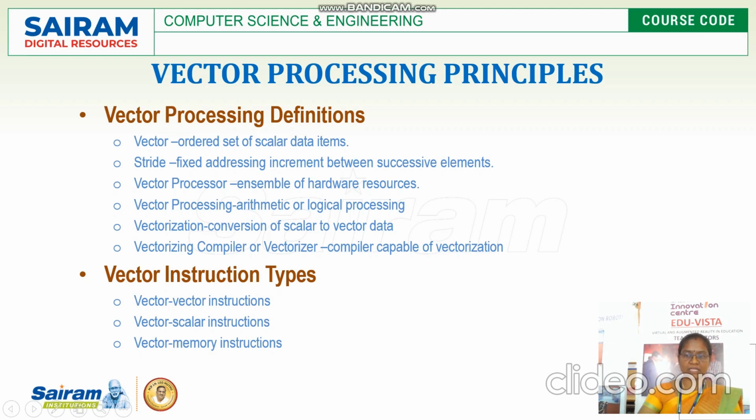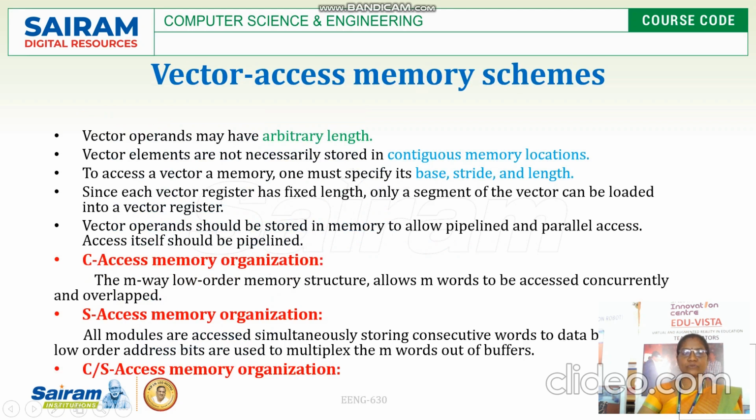And there is one more compiler, called the vectorization compiler or vectorizer, and it is capable of vectorizing. If a compiler is capable of vectorizing, that compiler is called a vectorizer. And types of instruction.